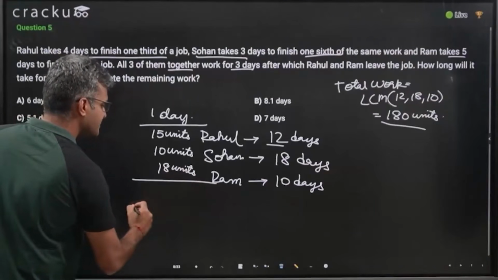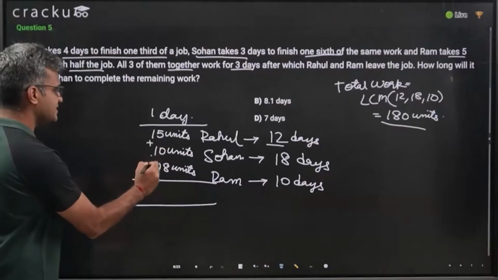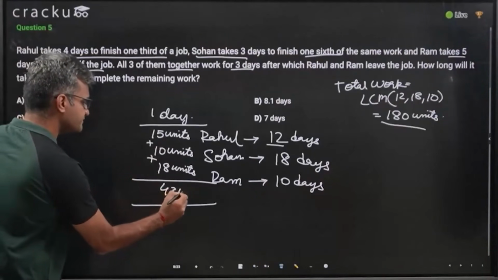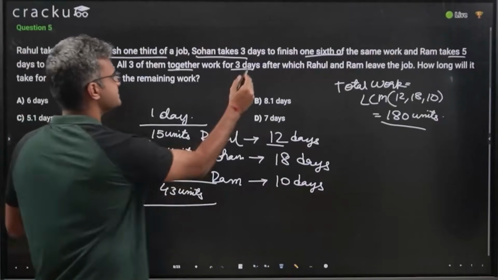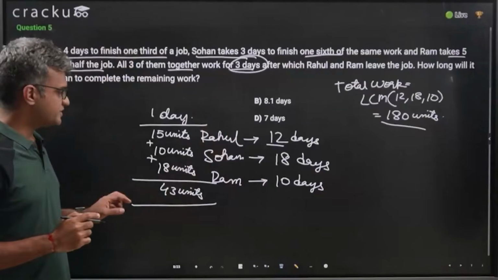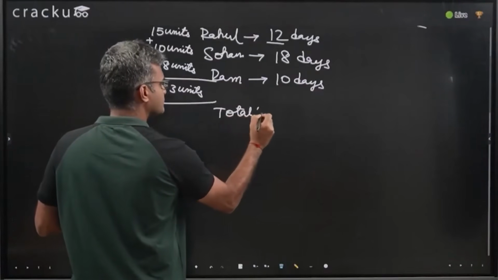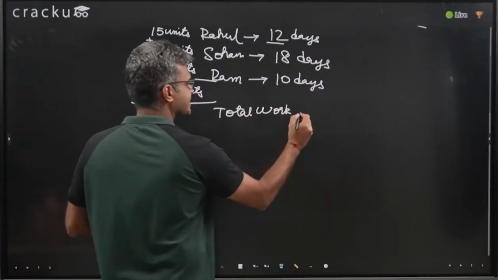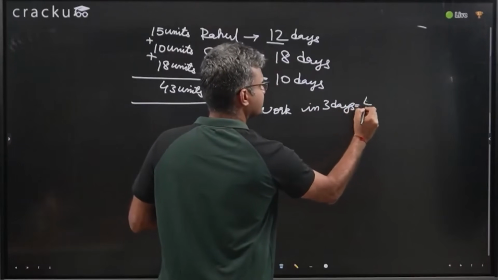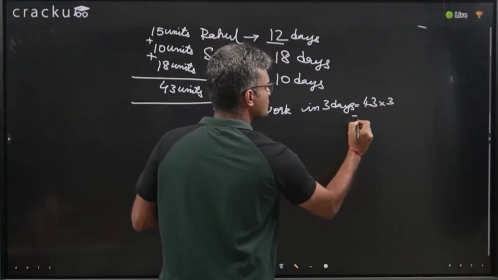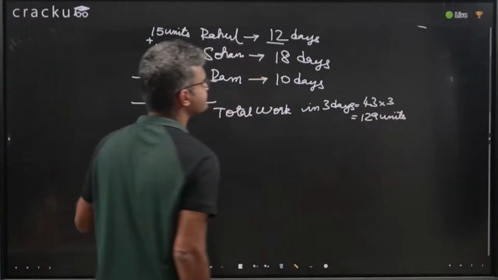So when all three of them are working, in one day, what is the total work that they will do? They'll be doing 15 plus 10 plus 18, which is 43 units. So in one day, they're doing 43 units of work. They work together for 3 days. If they're working together for 3 days, what is the total work that they're doing? The total work in 3 days will be 43 into 3, which is equal to 129 units. This is the total work that they will do in 3 days.